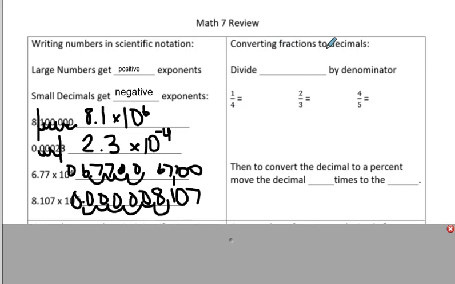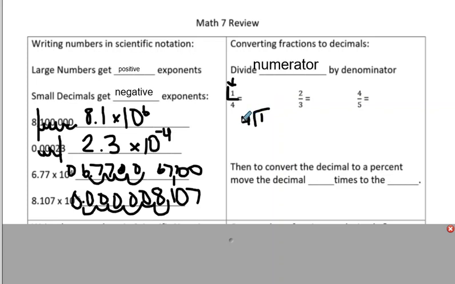Okay, so this next part is converting fractions to decimals. When we convert fractions to decimals, we have to divide the numerator by the denominator. The numerator, remember, is that top number. That's the one that goes in the house. So if I'm doing 1/4, I'm going to say, okay, well, I'm going to make a little house out of, or a little L out of this, and which number's in the house? The 1. So I need to do 1 divided by 4.